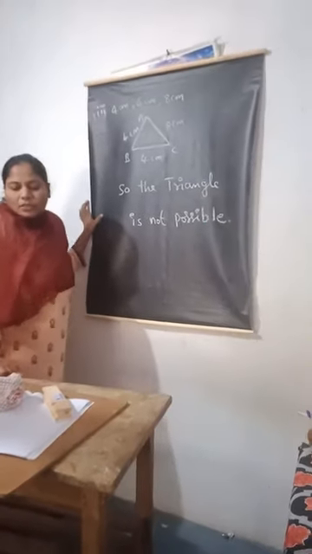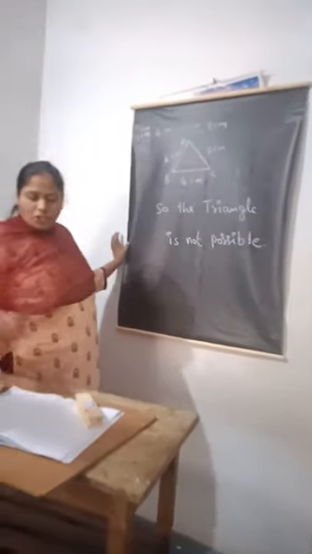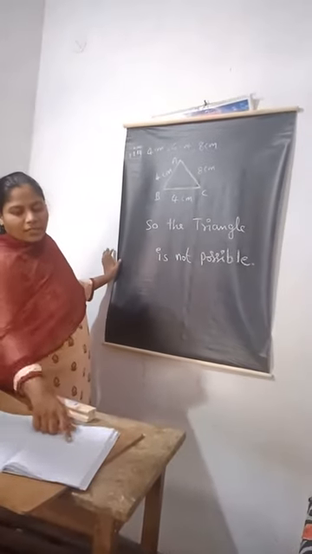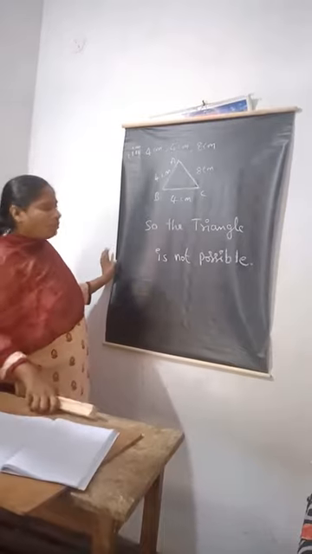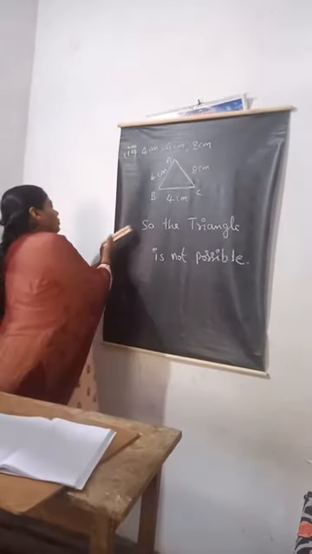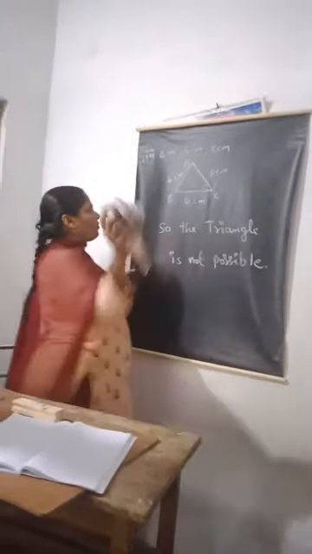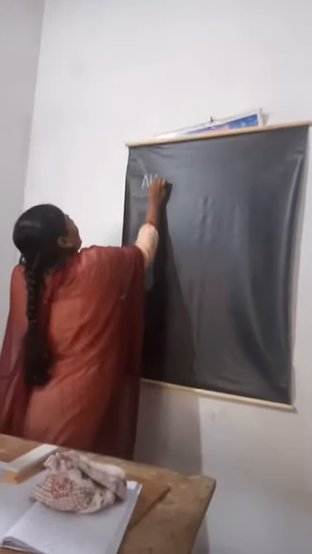Next, do the second problem and the fourth problem as your homework. Next, we go to the next topic, that is the altitude of a triangle.